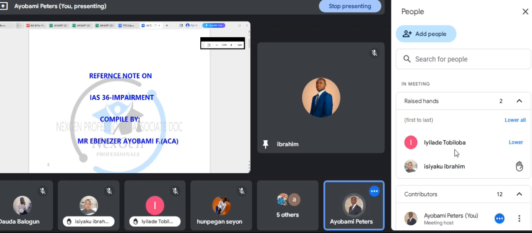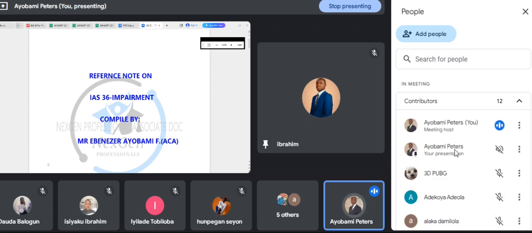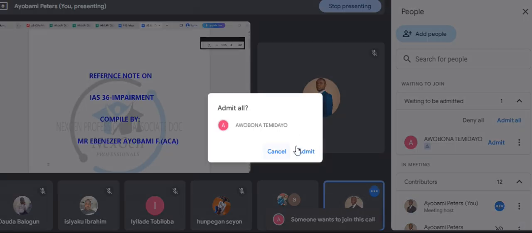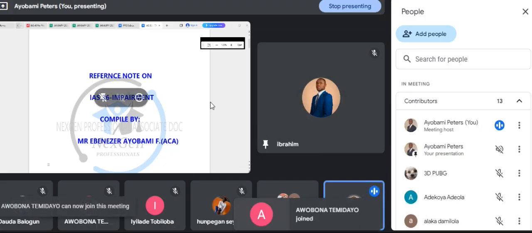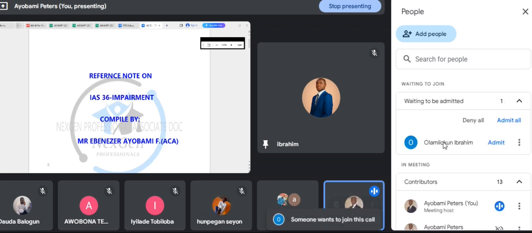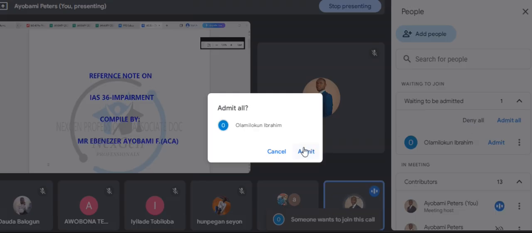Good evening and welcome to another session of tutorials with Next Gen Professional Associate. I'll be taking you through your class tonight, and we shall be looking at this very important standard, IS 36, which has to do with impairment. It is one of the standards you must cover for you to write and pass your exam. So quickly, let's run through what it's all about.